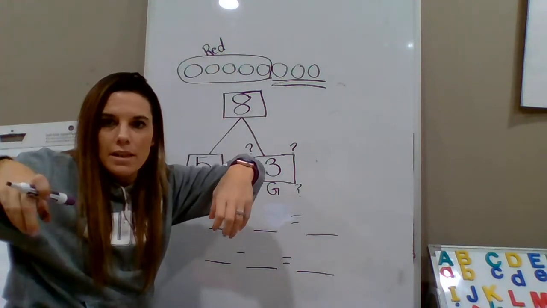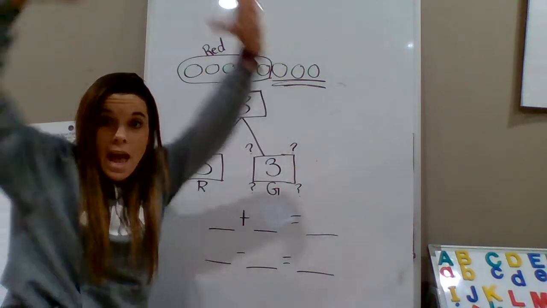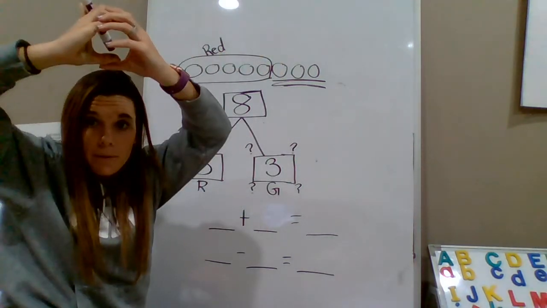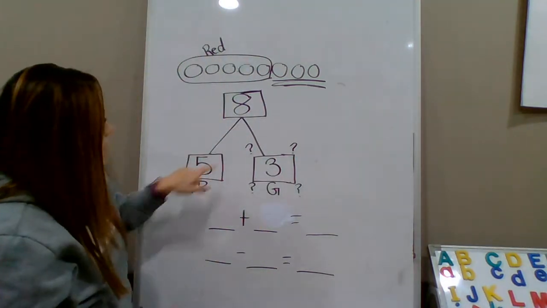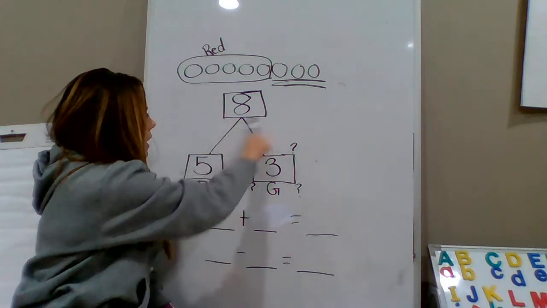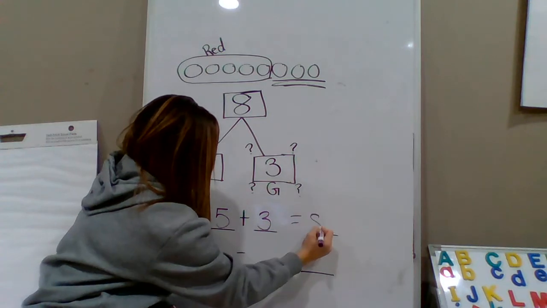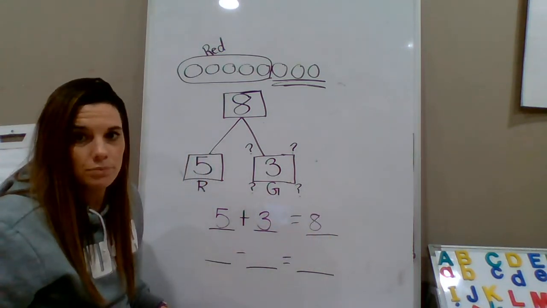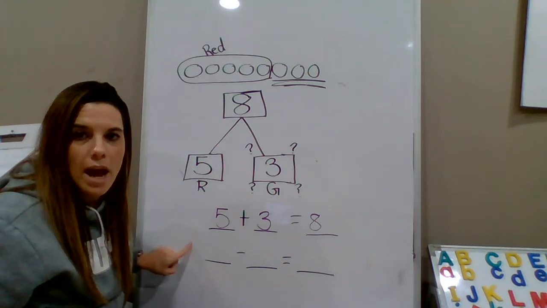Do you see how I did that? Just like a number bond. I'm taking 2 small numbers, and I'm adding them together to make a bigger number. Part, whole. Okay, so I can say 5 plus 3 equals 8. Okay? Now we're going to subtract.